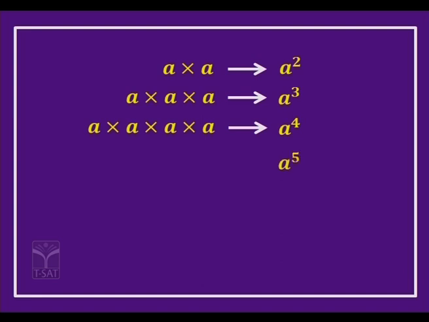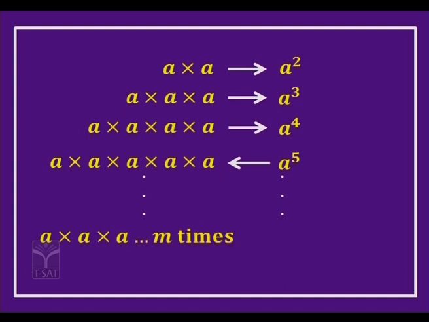Now, children, I want a to the power of 5. Then now tell me how many times we need to multiply a? You are right once again. We need to multiply a 5 times. So, if we go on multiplying like this, I am multiplying a m number of times, where m can be any integer. I can take m as 100 times, or I can take m as 50 times or 200 times, or whatever it is. m can take any positive value.